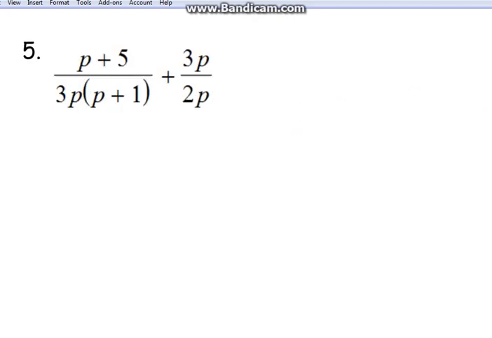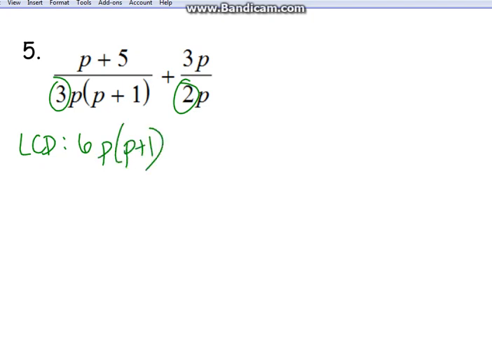Lightning quick. We'll take a look at these. I look at my LCD. It needs to be the least common multiple between 3 and 2, which is 6. 3 and 2 are both factors of 6, so that works. We've got a p. We also have this p plus 1. This first fraction is missing a 2. 2 times 3 will give me that 6. That's what I want. Here, we're missing a 3 and a p plus 1.